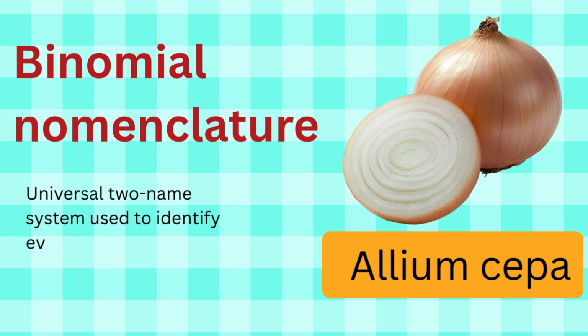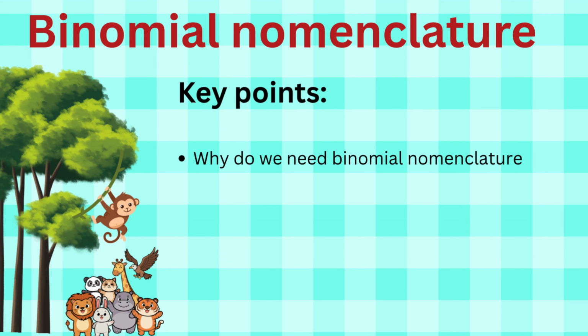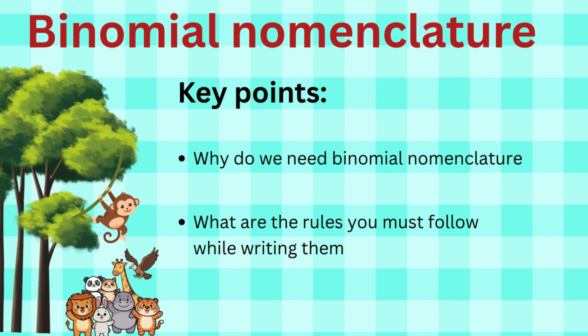Today, we're diving into binomial nomenclature, the universal two-name system used to identify every organism on Earth. In this video, we'll explore why this system is essential for science and, most importantly, the specific mistakes you must avoid in your biology exams. Let's get started.